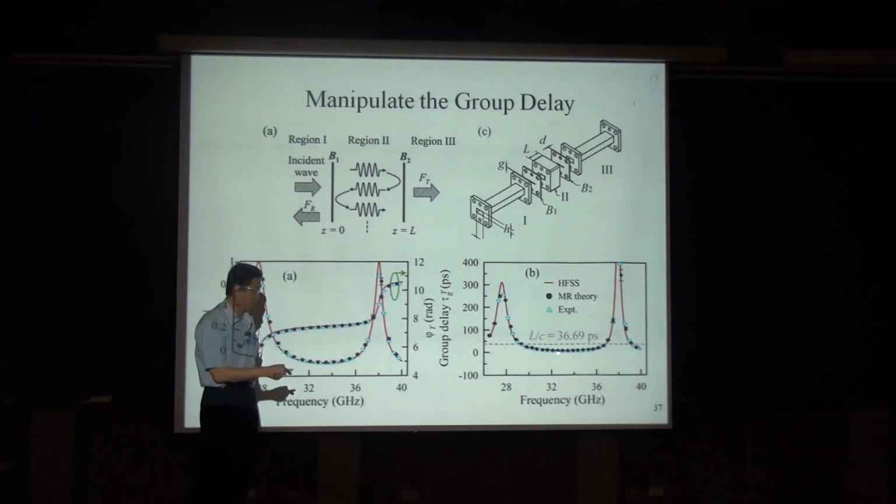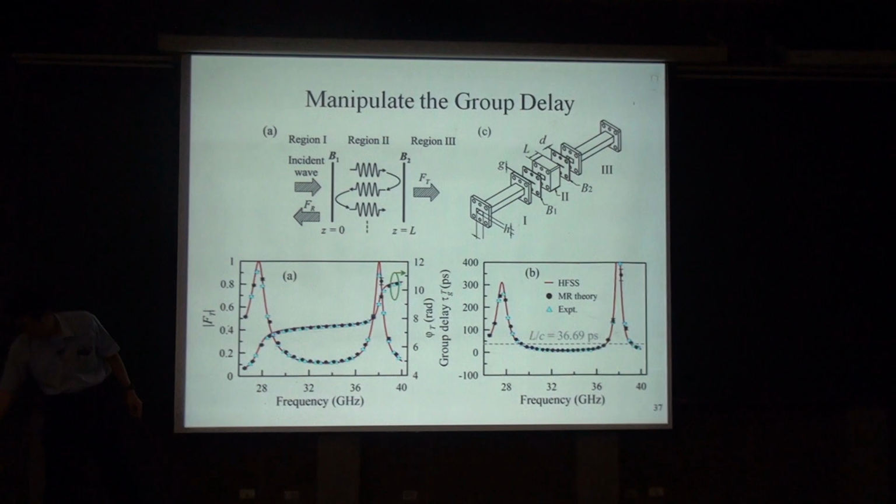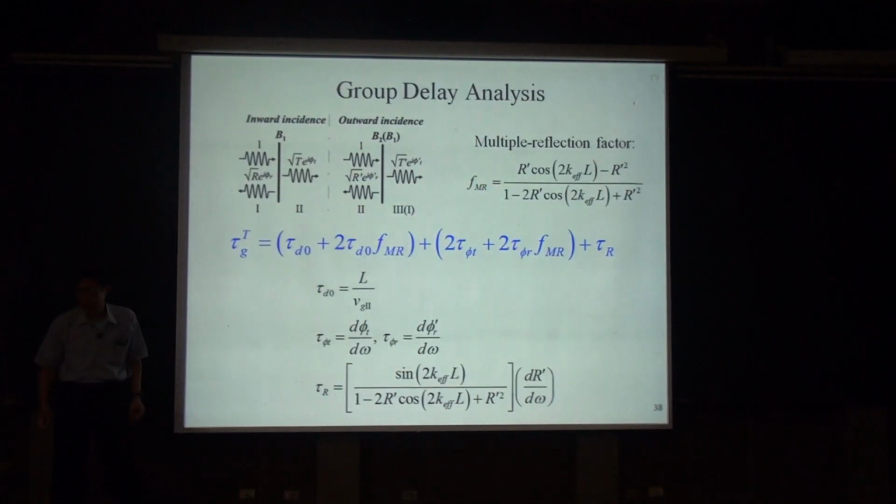So up to this point, the group delay is very close to 0, but it's positive. Can we control the group delay so that it becomes negative? Before that, let's have a look at this one, a complete definition. How to calculate the group delay in this case? This is the transmission and reflection at the first boundary and at the second boundary. This is the final group delay.